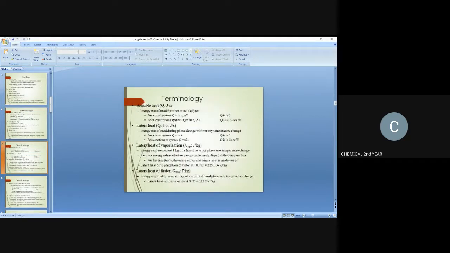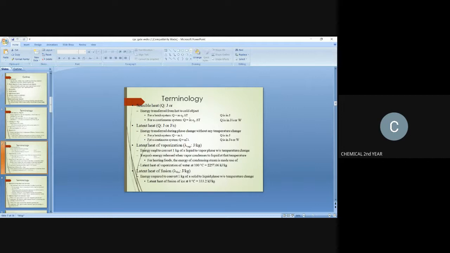Sensible heat is the energy transferred from a hot or cold object. For a batch system, Q is equal to m Cp del T. The formula is Q equals m Cp del T. This will be used for solving problems in the GATE examination. Here Q is in joules. Next, for a continuous system, Q is equal to m dot Cp del T. Here Q is in joule per second or watt because it is a continuous system.